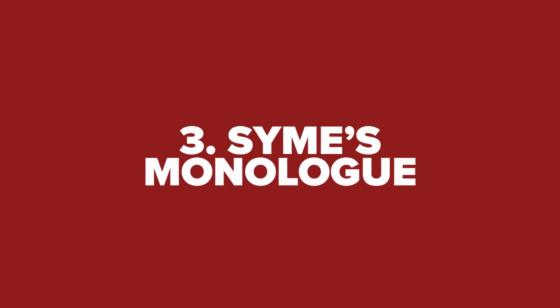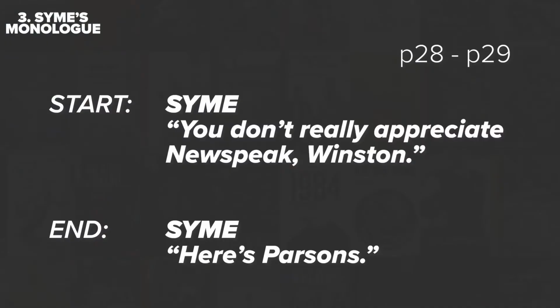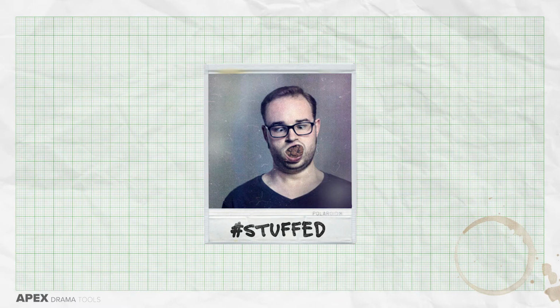Syme's monologue. This monologue is set in the work canteen and has Syme speaking to Winston and Martin about newspeak. Start at Syme's line, "You don't really appreciate newspeak, Winston," and end at "Here's Parsons." Consider how you want to use the stage direction of Syme speaking with his mouth full. Also consider how passionate Syme is with what he's speaking about.